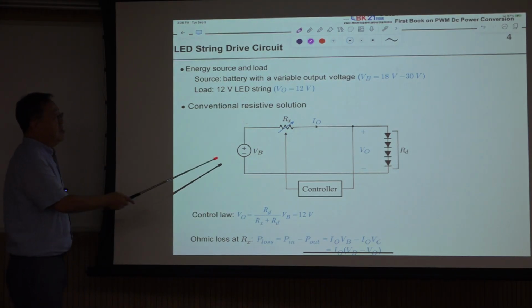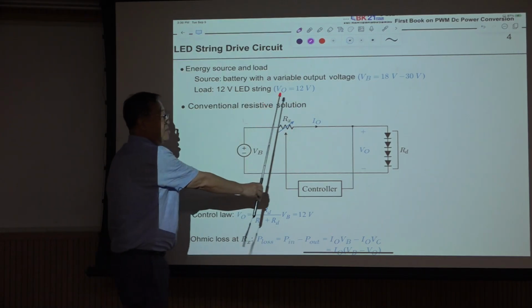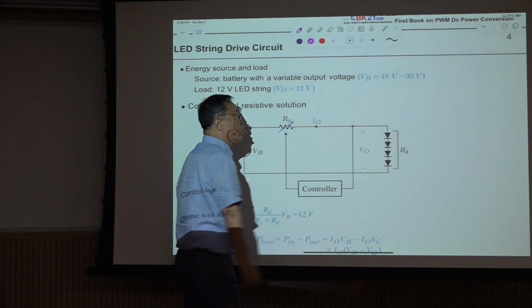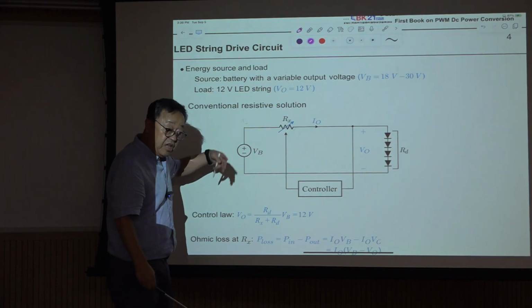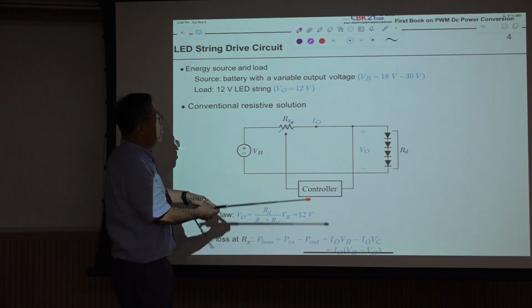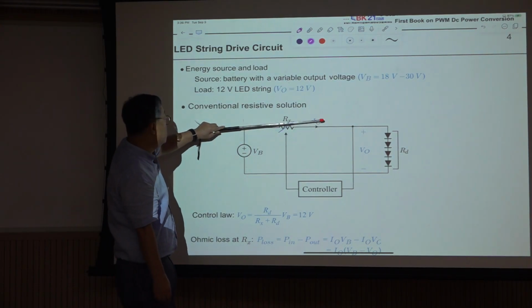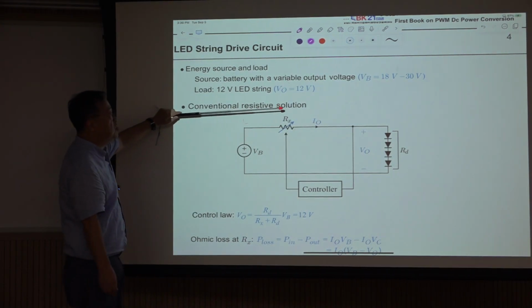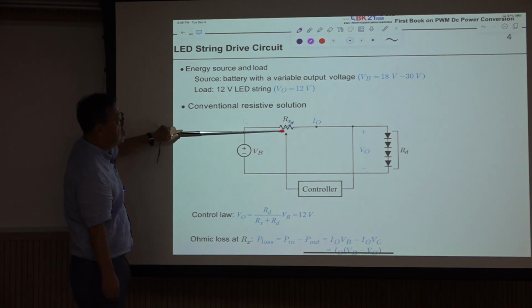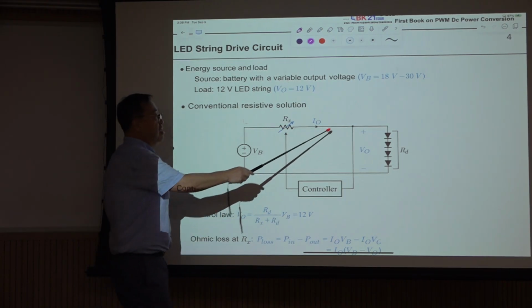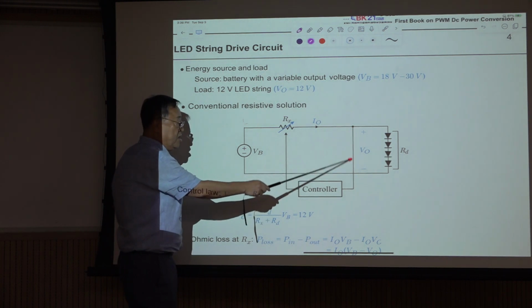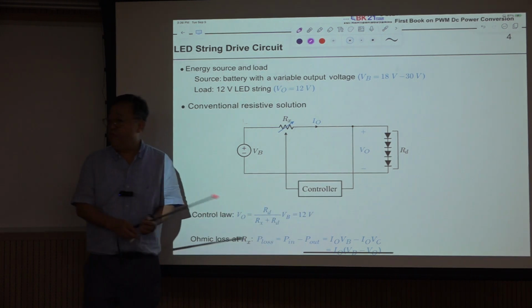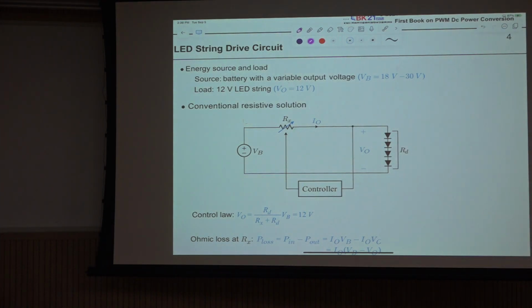So this is the battery, and this is the LED string. In between, we need something that controls the voltage. So we are using this variable resistor. It's called the conventional resistive solution. Assume this is the variable resistor, here is just some branch, and this is the controller. We assume this current is negligible. The controller is taking almost zero current, so the current through this controller is negligible.